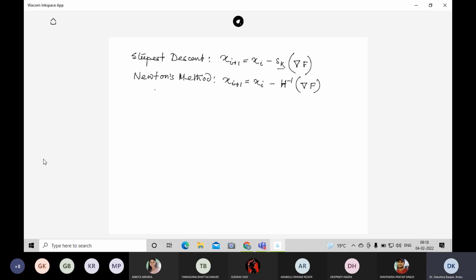Now let us consider a plateau. In a plateau, if we have a 3D model like this, with axes x, y, and z, suppose we are standing over a hill. This is our position P.